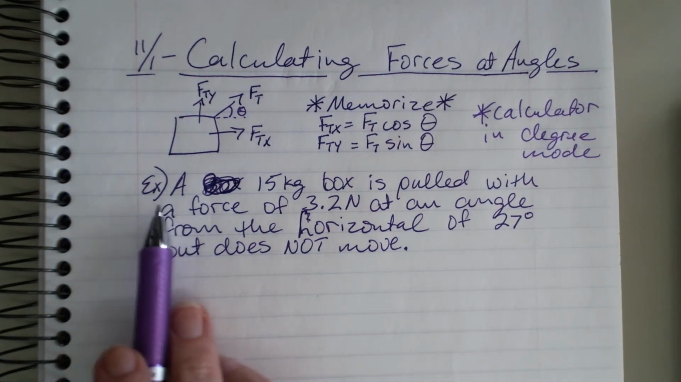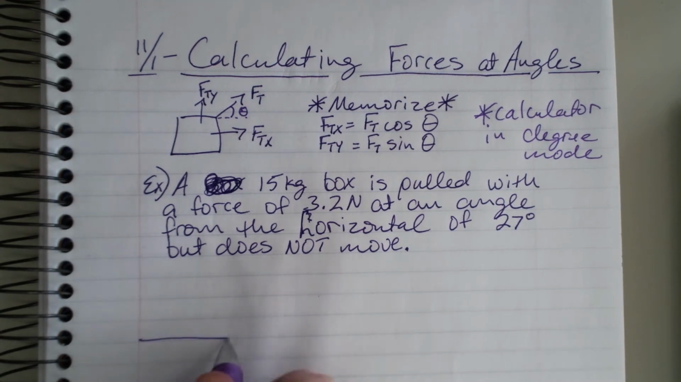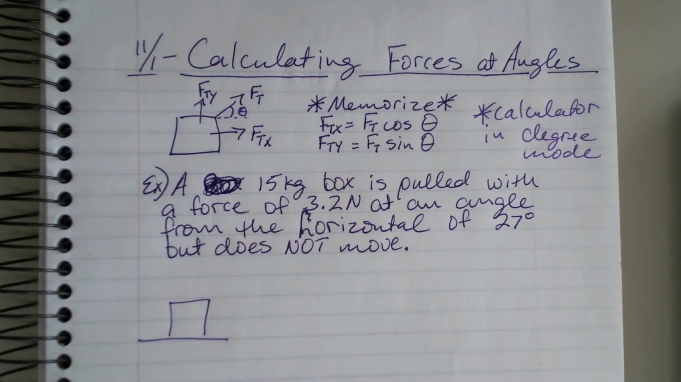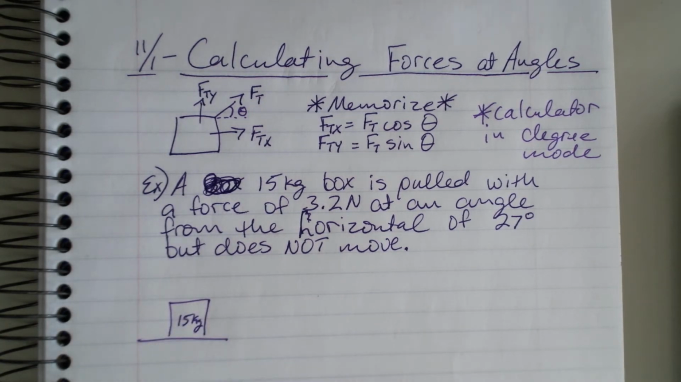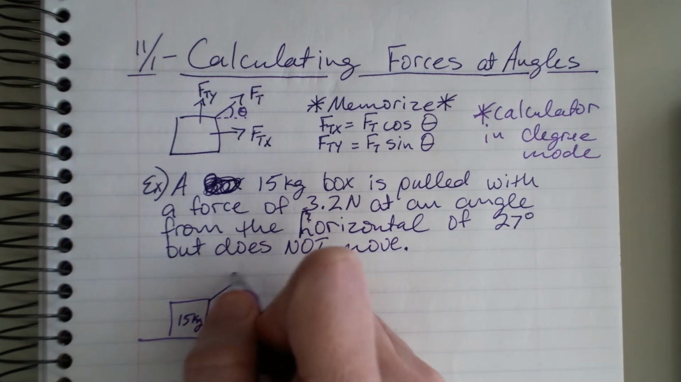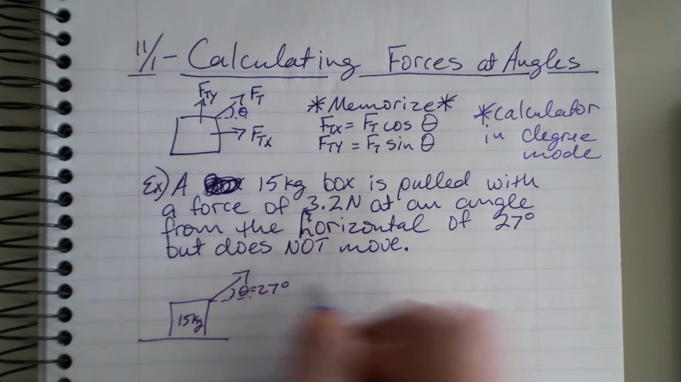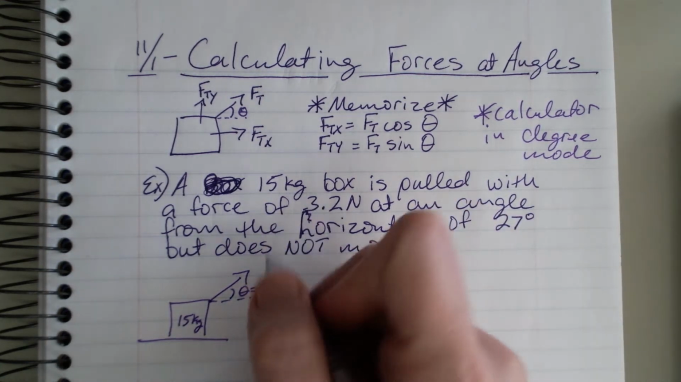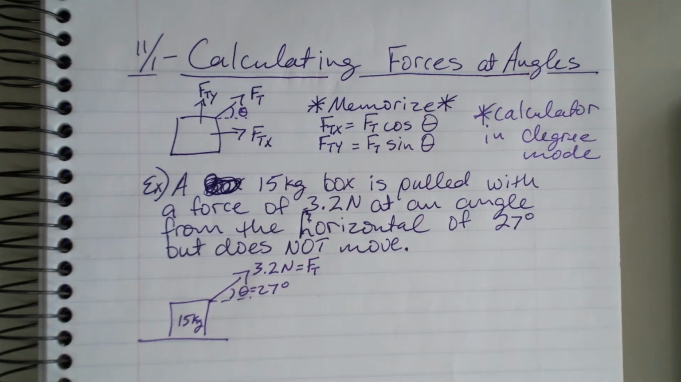It says, for example, you have a 15 kilogram box that is pulled with a force of 3.2 newtons at an angle from the horizontal of 27 degrees, but it doesn't move. Okay, so I've got a 15 kilogram box sitting here, and it doesn't move. So I'm pulling it at some angle taken with respect to the horizontal. In this case, that's 27 degrees. And I'm pulling it with 3.2 newtons, so that's my Ft.